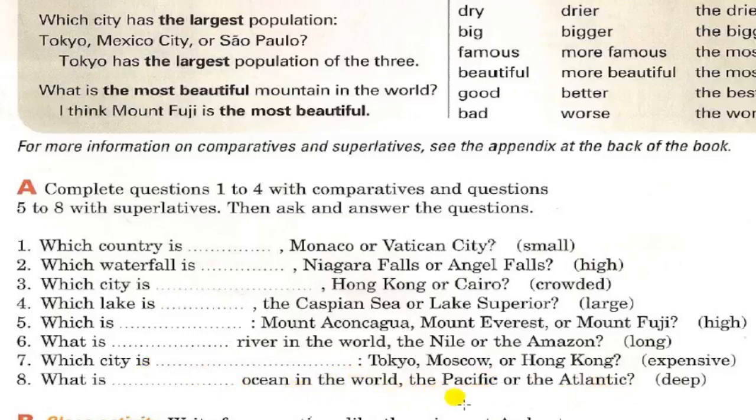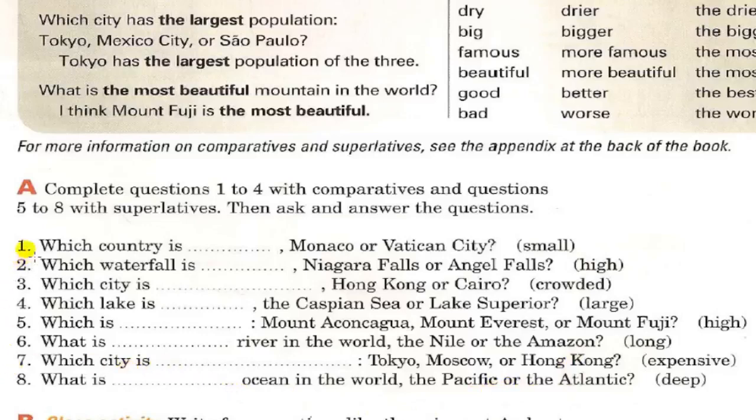So here you make a comparison between two, but you talk about the whole world. This is the Pacific Ocean, the Atlantic Ocean, the Indian Ocean. So what is the deepest ocean in the world? The Pacific or the Atlantic? So number 8, the deepest. Number 7, the most expensive.